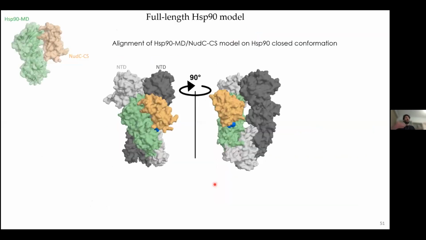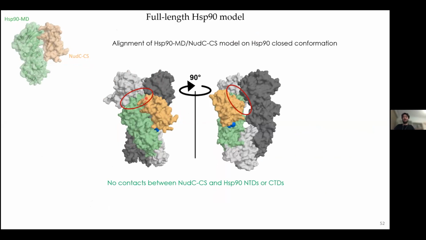So since we validated that the main interaction between Hsp90 and Nazi happens between the CS domain and the middle domain of Hsp90, we just align this model onto the full structure of Hsp90. So it's just an alignment, it's not a model or a structure, but we can still conclude a couple of things, or at least compare this model to what we know experimentally.